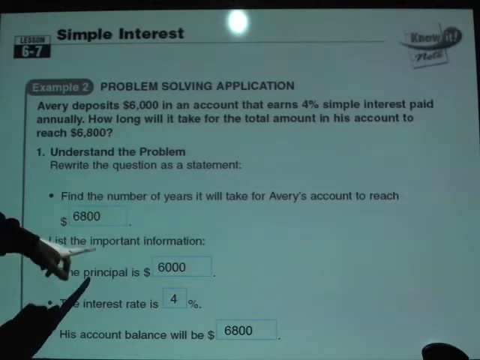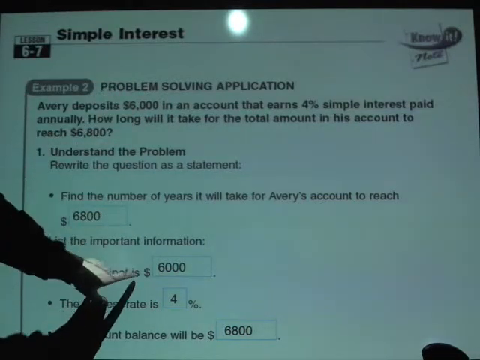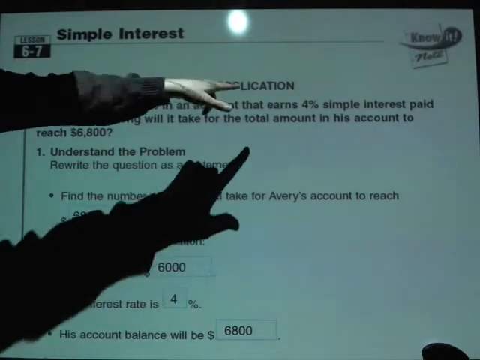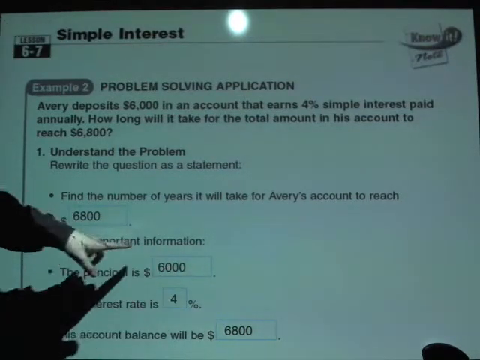That means somehow I have to have P, and I have to have R. Well, let's go look. I'm putting $6,000 into the account. That's the initial amount. So that's going to be my principal. Right, over there it says 4%. Well, remember, percent's always got to be the rate, because the rate is always a percent. So the interest rate is 4%.